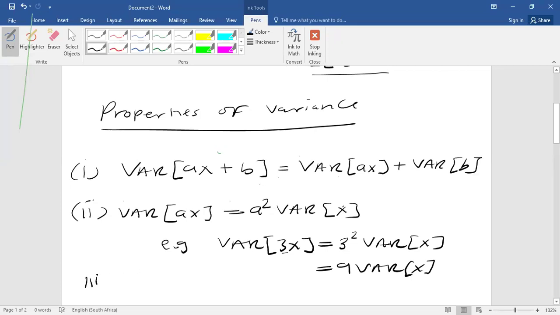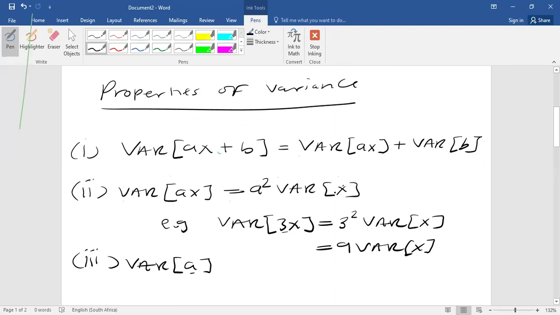Then the third one is on the variance of a constant. What does variance say about a constant? A is just a constant without a variable. The variable is x. Now when we have variance of A, what that simply means is that variance of a constant is 0, regardless of the number. For example, variance of 20, as long as this number is a constant, the answer is simply 0. So variance of a constant will give you 0.